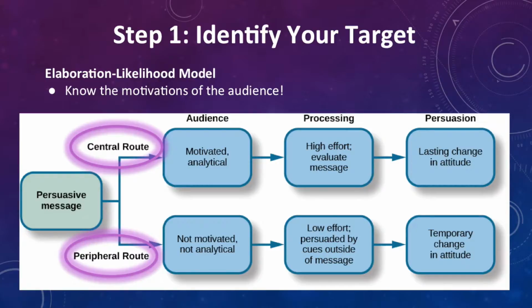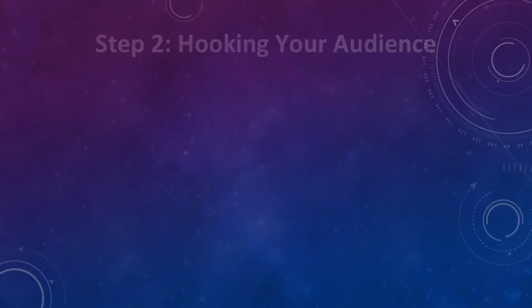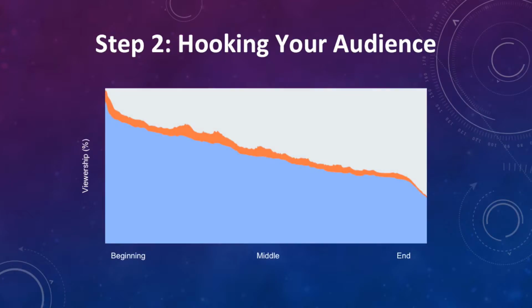Those using the peripheral route are focused on the physical features of the video, including the narrator's voice and the imagery, and are therefore unlikely to experience a lasting change in attitude or behavior. Therefore, videos should intend to promote the use of the central processing pathway by making the audience feel informed and engaged. Here's what a typical engagement graph looks like.